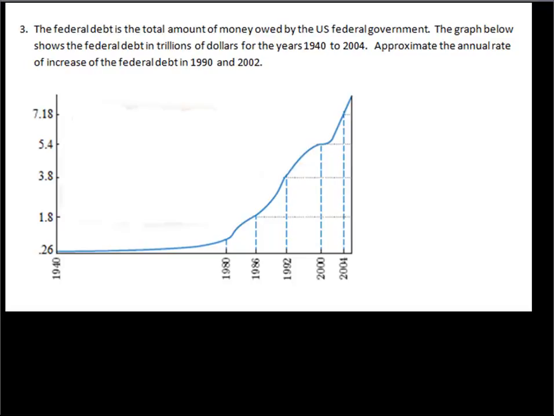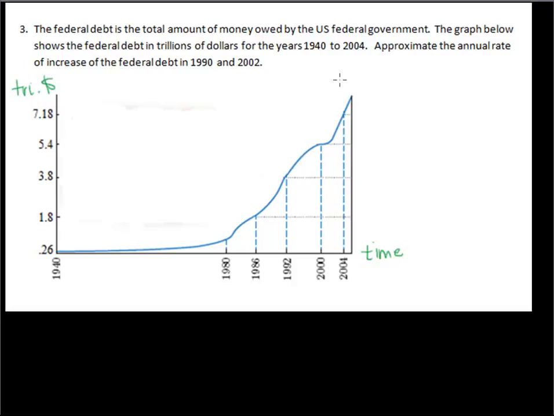The federal debt is the total amount of money owed by the U.S. federal government. So the graph below shows the federal debt in trillions of dollars. Okay, so this is trillions of dollars, right, on the y-axis for the years 1940 to 2004. Approximate the annual rate. So here the x-axis is time. And if you notice, this federal debt then is clearly not linear. So it says approximate the annual rate of increase.